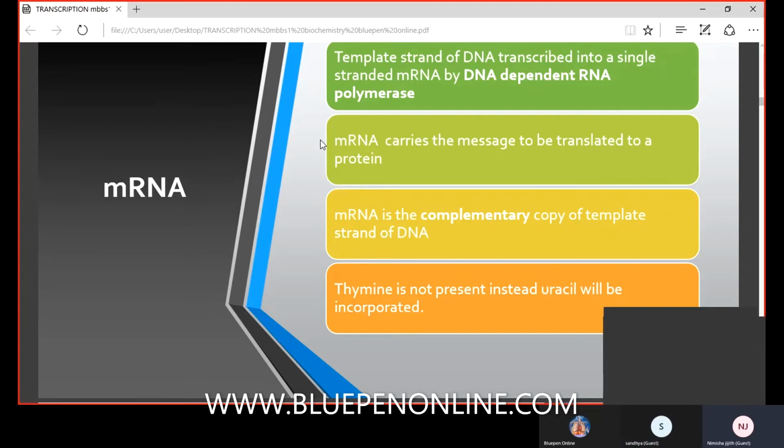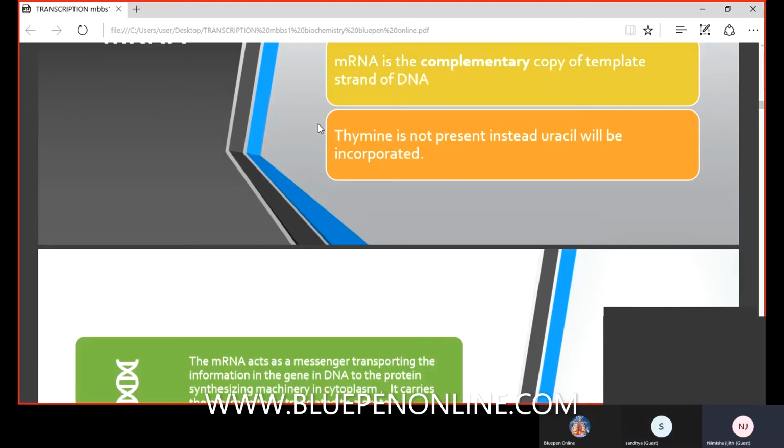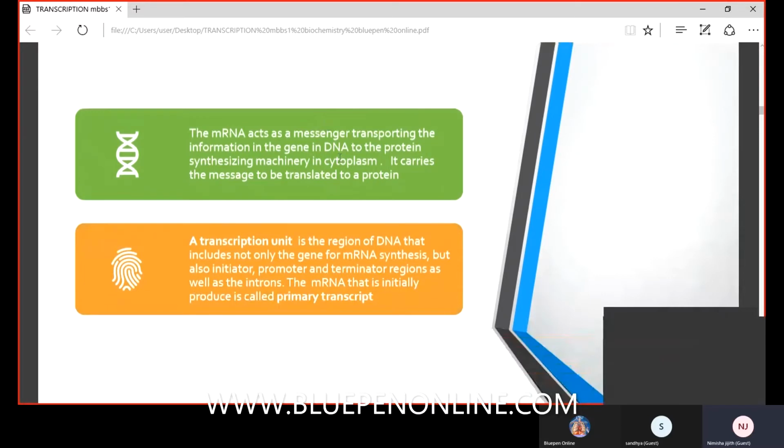mRNA is the complementary copy of the template strand of DNA. Thymine is not present. Instead, uracil is incorporated. Then the mRNA acts as a messenger. Why is it known as messenger RNA? It transports the information in the gene, in DNA, to the protein synthesizing machinery in the cytoplasm. It carries the message to be translated to a protein.